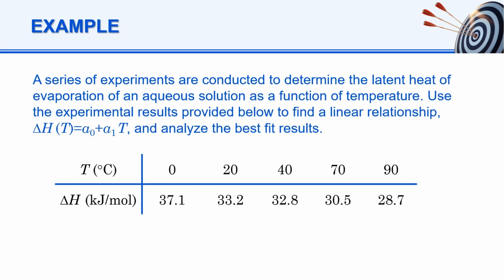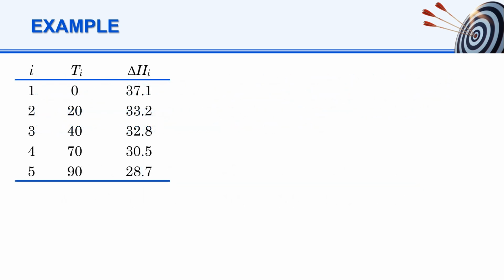A series of experiments are conducted to determine the latent heat of evaporation of an aqueous solution as a function of temperature. Use the experimental results provided below to find a linear relationship and analyze the best fit results. We tabulate the given data in columns. Replacing x and y with T and delta h respectively, we obtain the linear model and the system of linear equations for the model parameters as follows.